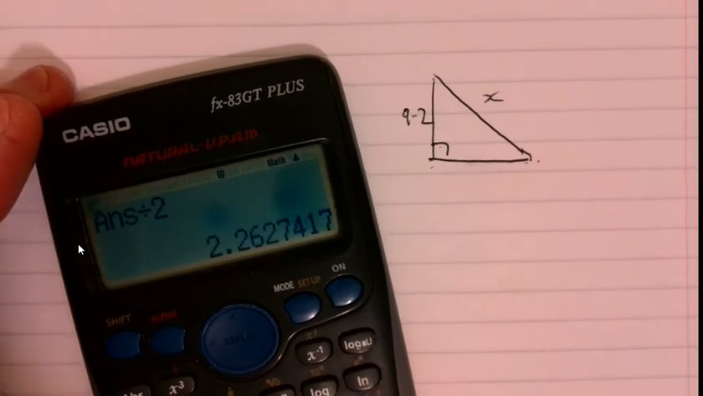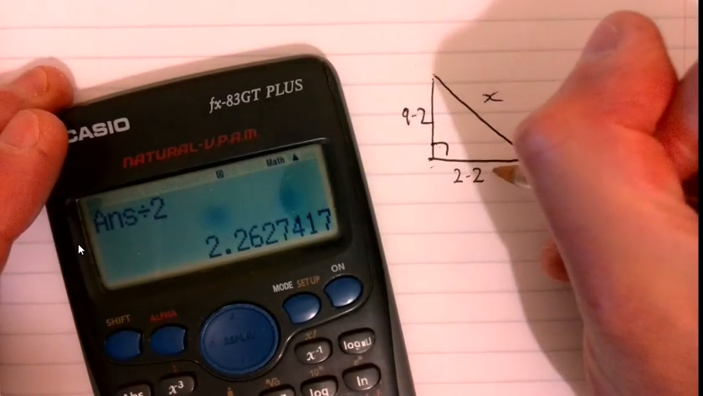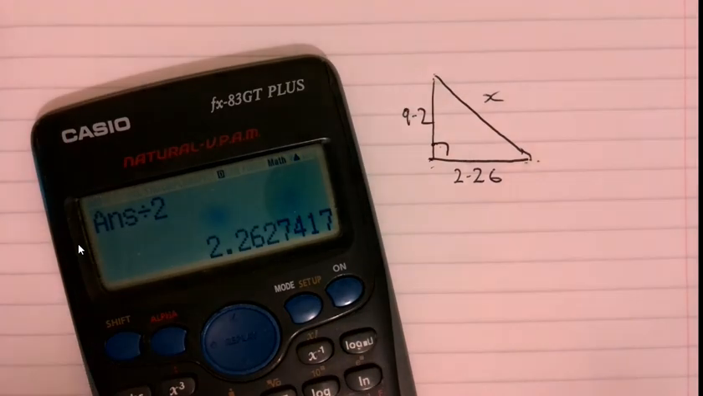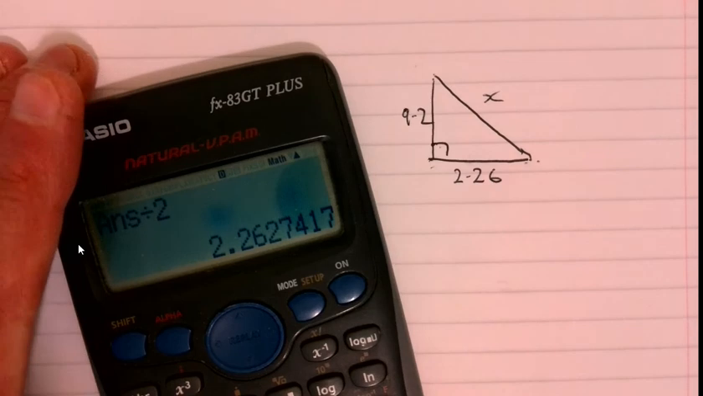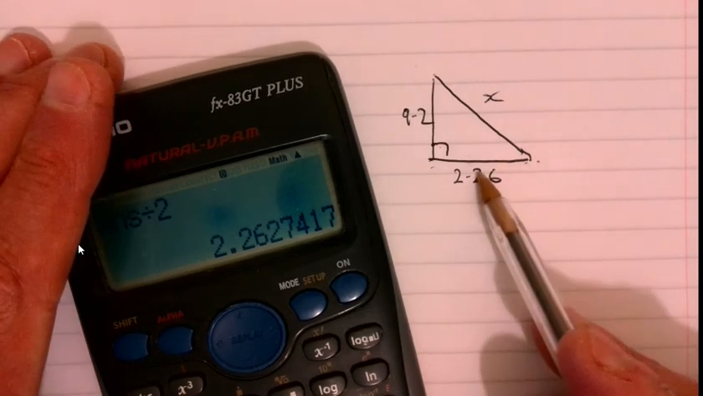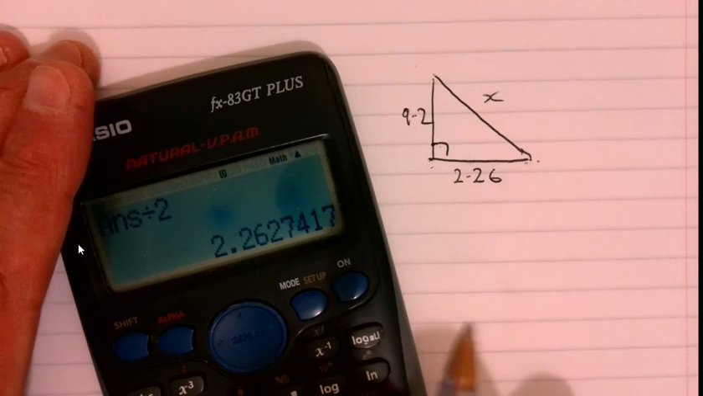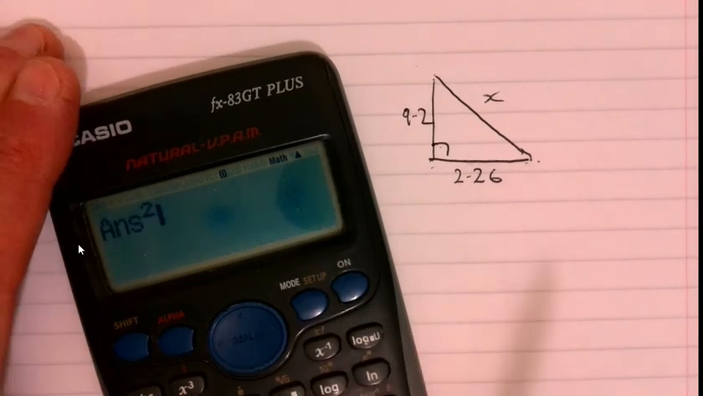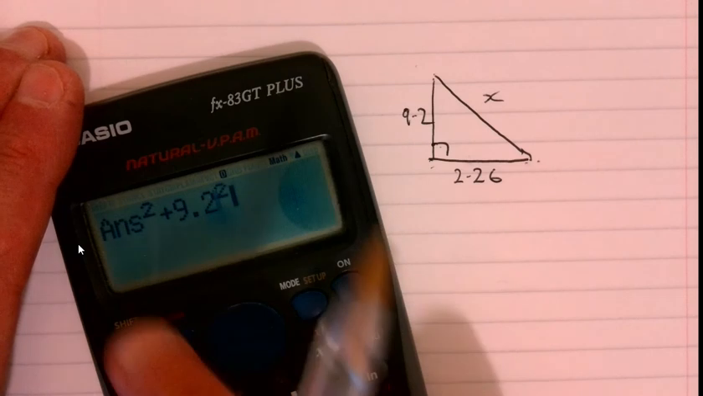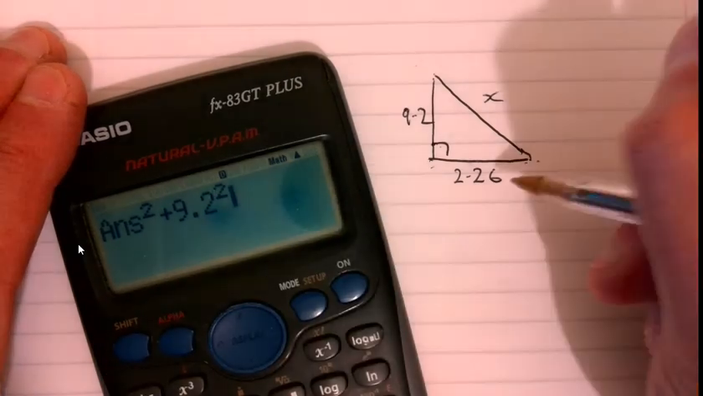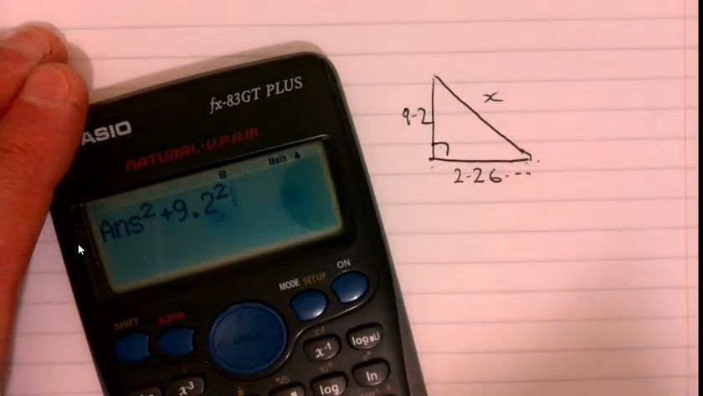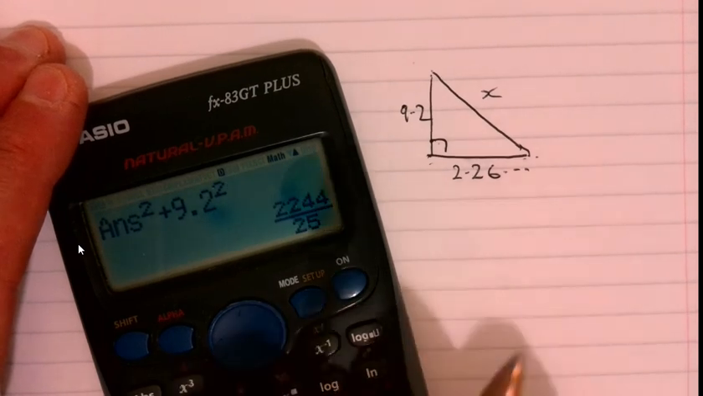So that length there is 2.26. It's telling you to do everything in 3 significant figures, so that's fine. You can store that number in your calculator if you want to. Now it's just a simple bit of Pythagoras, isn't it? I'm going to square that number and add 9.2 squared. Notice how I left that number in the calculator. I didn't actually write it down; what you can do is put a few dots after it, which just means there's a bit more of it. Equals, square root that.